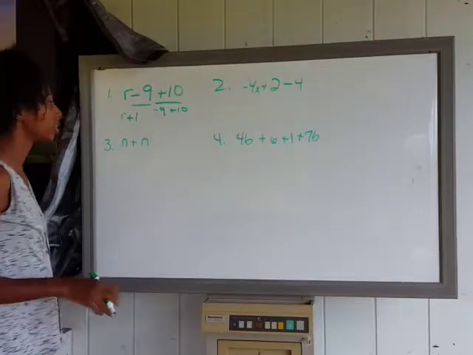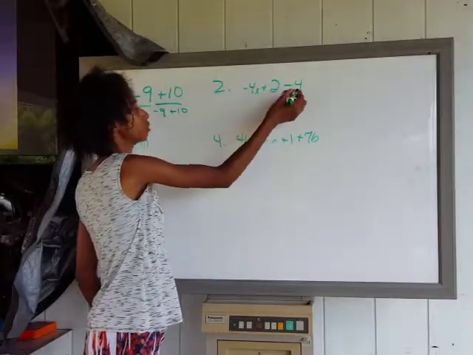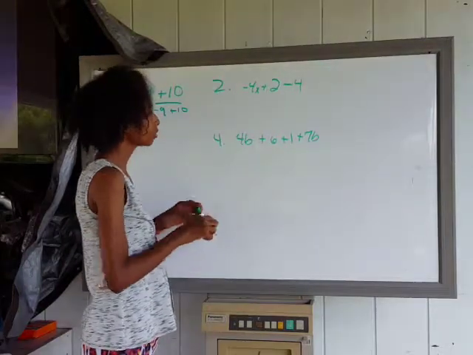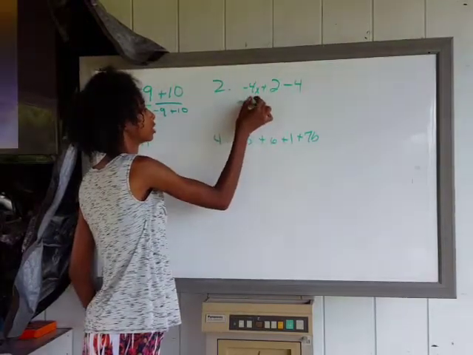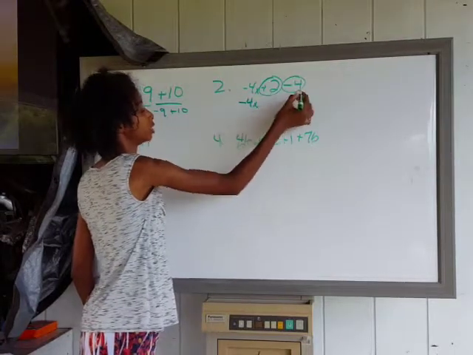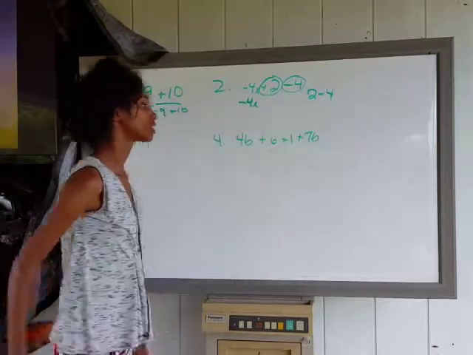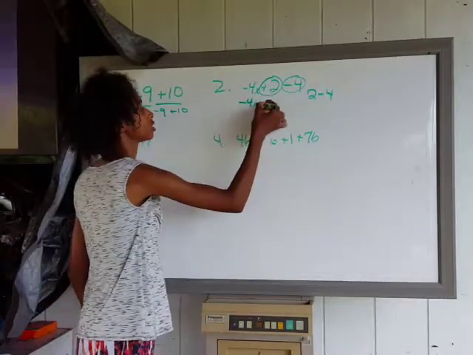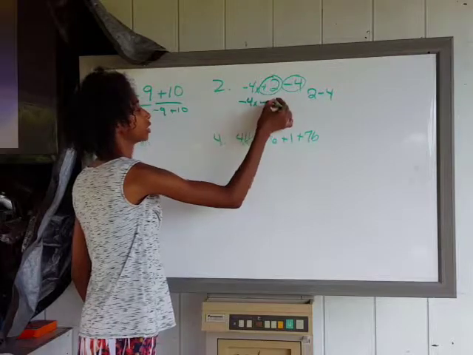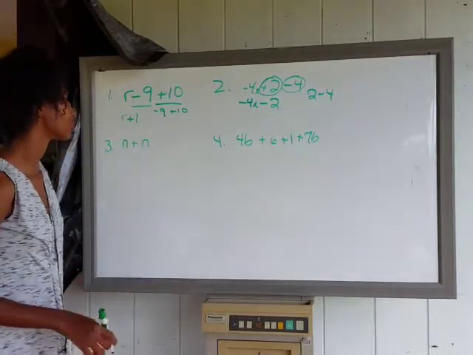So for the second one, we have negative 4x plus 2 minus 4. Negative 4x is by itself. Then we have plus 2 and a minus 4. So positive 2. So 2 minus 4 is negative 2. So a negative 2, which leaves us with negative 4x minus 2.